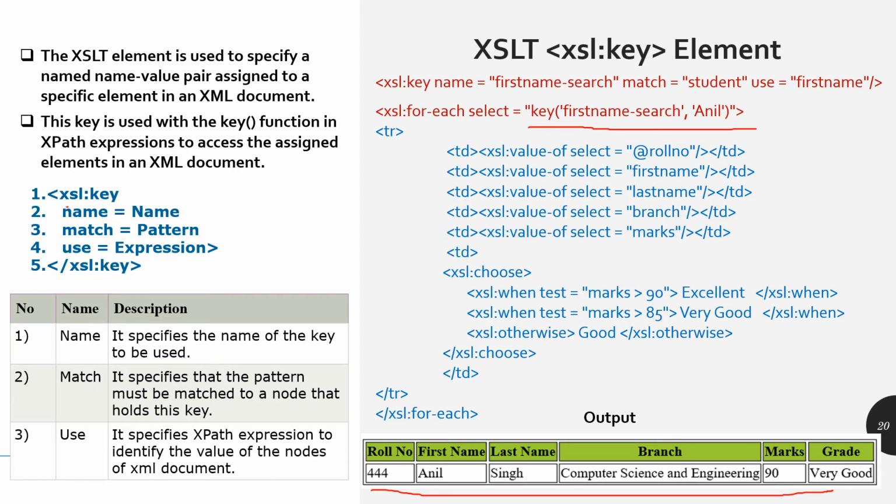This is the syntax. You have to start the tag and you have to close it. In between, this name refers to the qualified name. This is pattern matching. This is the expression that you specify here. Similarly, you can have other examples also. So this is about the key value pair.